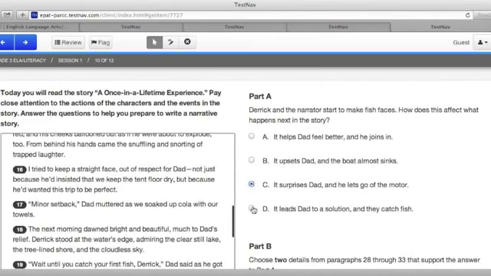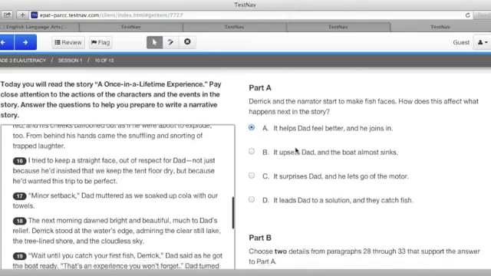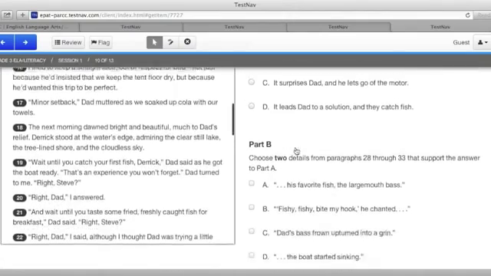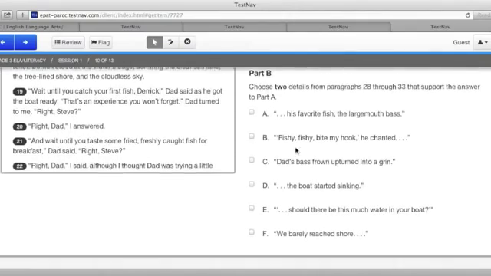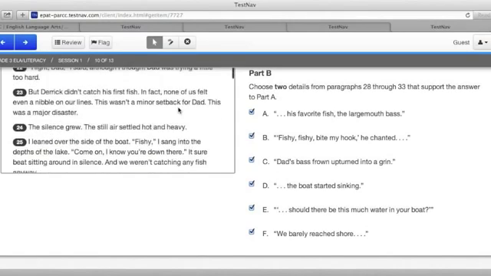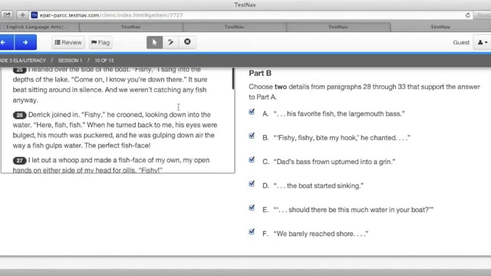If you notice, only one of these can be the correct answer. As you get down to part B, however, it says choose two details from paragraphs 28 through 33 that support the answer to part A. And here you can choose all of them. Now clearly that's not correct. They only want us to choose two details. So we need to take a look at paragraphs 28 to 33.